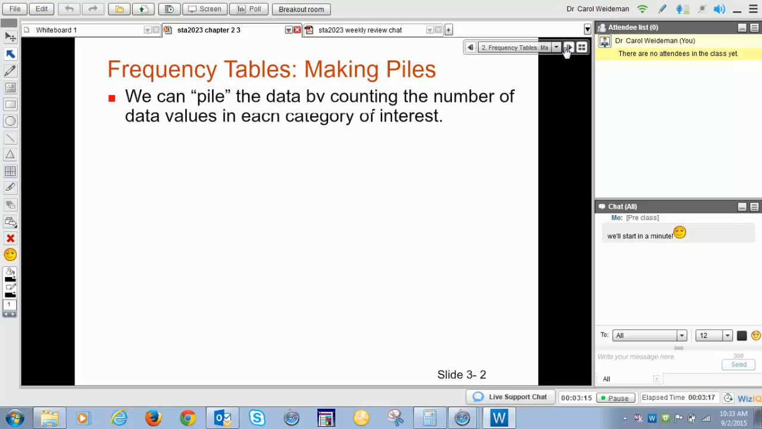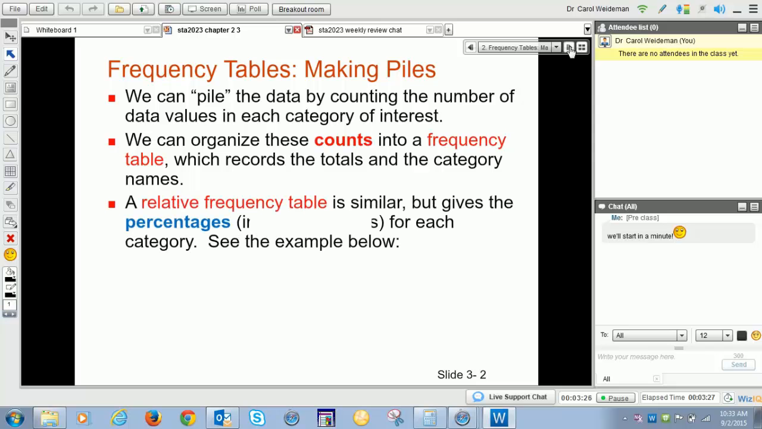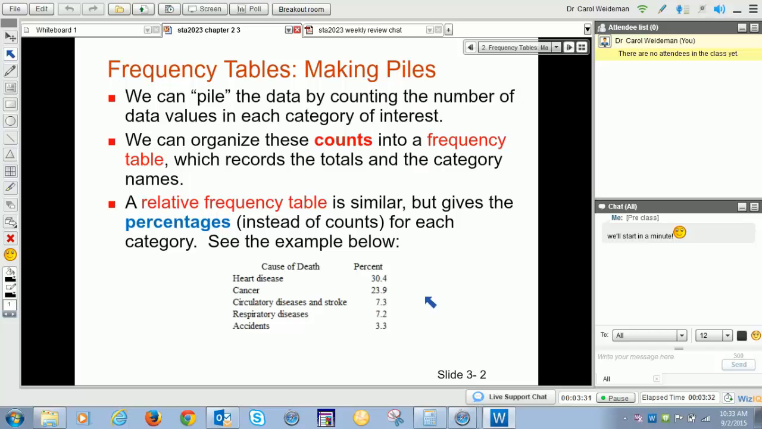To make a frequency table, basically what you do is you pile up the data by counting the number of data values in each category of interest. We can put these into a frequency table, and we can also put it into a relative frequency table. Here's an example of a relative frequency table. We categorized a group of deaths by the cause of the death. And so 30.4% of the causes of death were classified as heart disease, 23.9% as cancer, and so forth. This is the relative frequency table. We could also have the counts here, and that would just be called a frequency table.